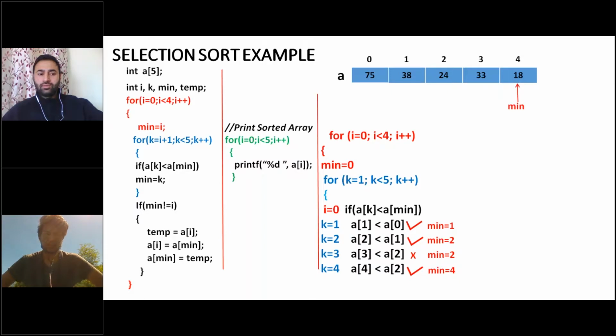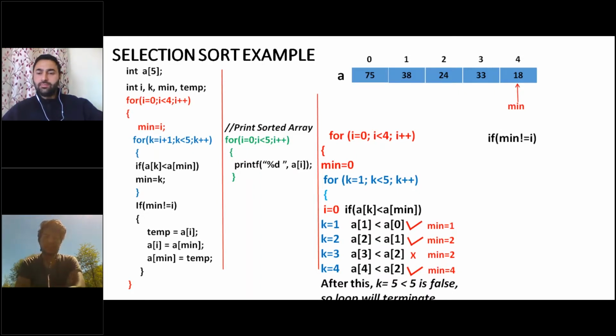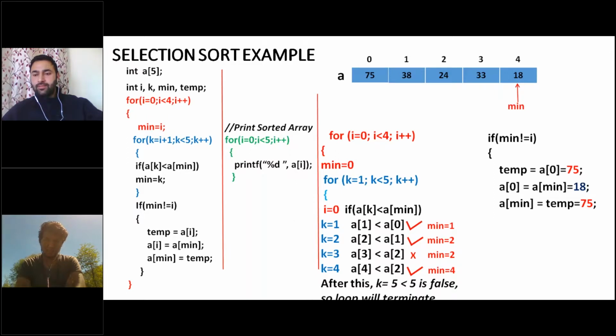Now after this you will go to the next statement, if, because the loop will terminate here, and you will go to the next statement: if minimum is not equal to I. So this is true because now minimum is 4. Initially minimum was 0, that is value of I. See, value of I is 0 and now minimum is 4. So there will be swapping, and this is the code for swapping. Temp equal to a of I, that is a of 0, which is equal to 75, and a of 0 is a of minimum, that is 18, and a of minimum is temp, that is 75. So first and last location has been swapped here.